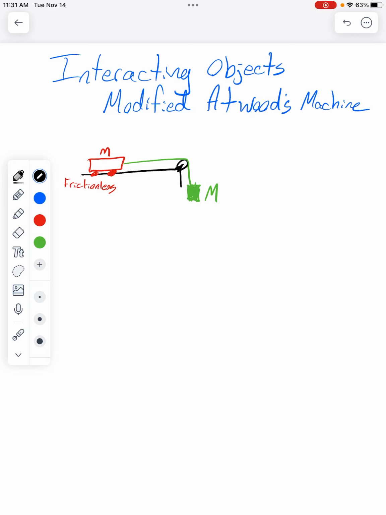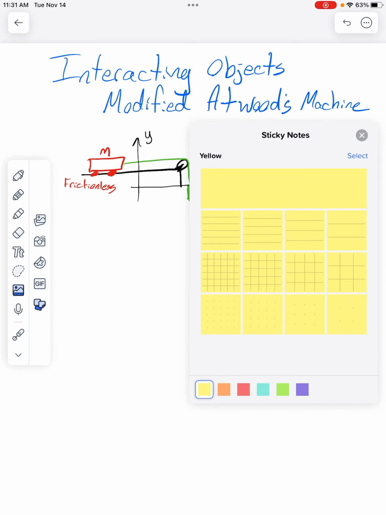So we are going to set up, again, a sort of typical coordinate system here, so that the mass little m only moves in the x direction, and the mass big M only moves in the y direction. So let's set up our free body diagrams.